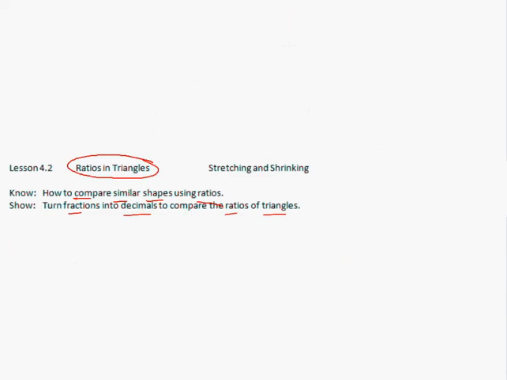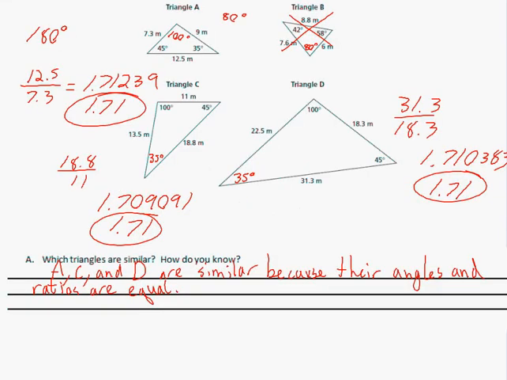Lesson 4.2, ratios inside triangles. Learned how to compare similar shapes using ratios. We turned fractions into decimals to compare the ratios of triangles. We looked at these 4 triangles, figured out their angles, figured out which one does not fit, calculated the other ratios, turned them into decimals, rounded the decimals, figured out the A, C, and D are similar.